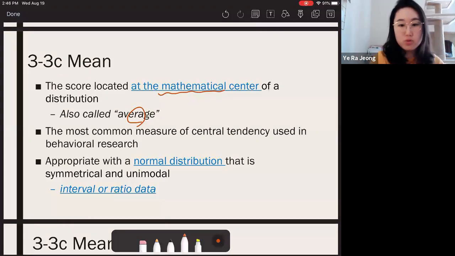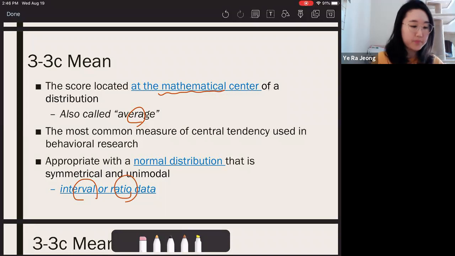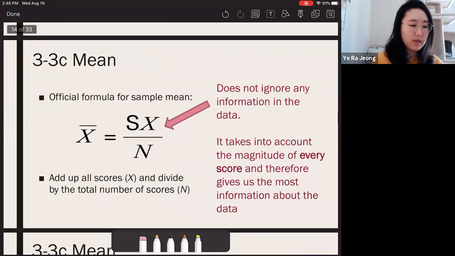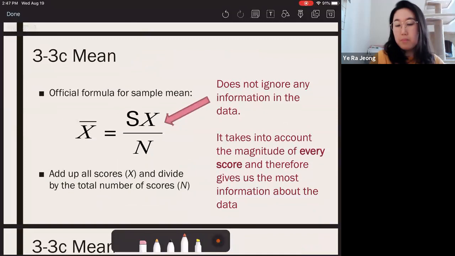And mean is most commonly used in central tendency, as you've experienced yourself. And when you have normally distributed interval or ratio data, you always report mean. And remember, mean is a mathematical center. It means that mean has a mathematical formula.